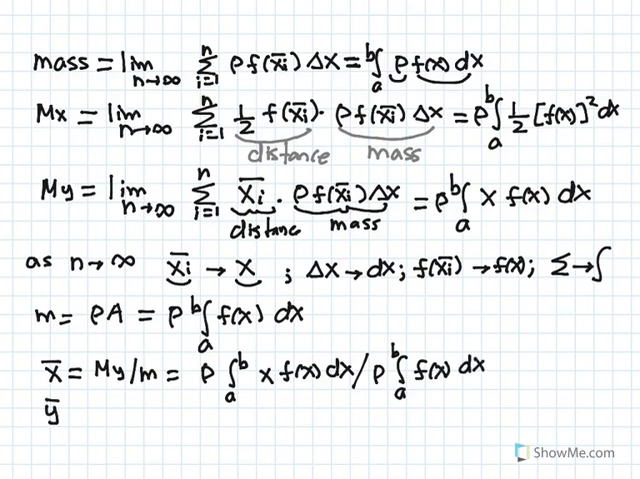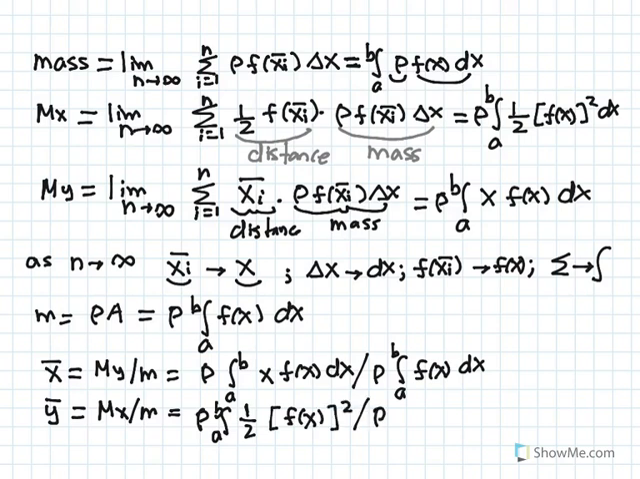y bar, the y coordinate of the center of mass, is equal to the moment with respect to the x-axis divided by the mass. This is equal to rho integral a to b, 1/2 f of x all squared, divided by rho integral a to b f of x dx, divided by the mass.